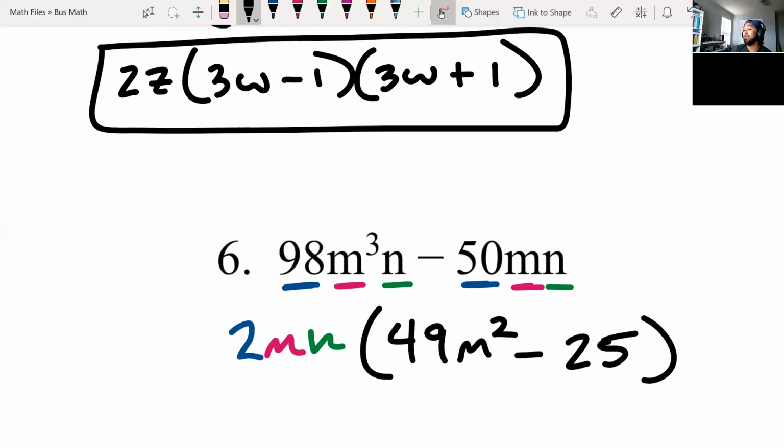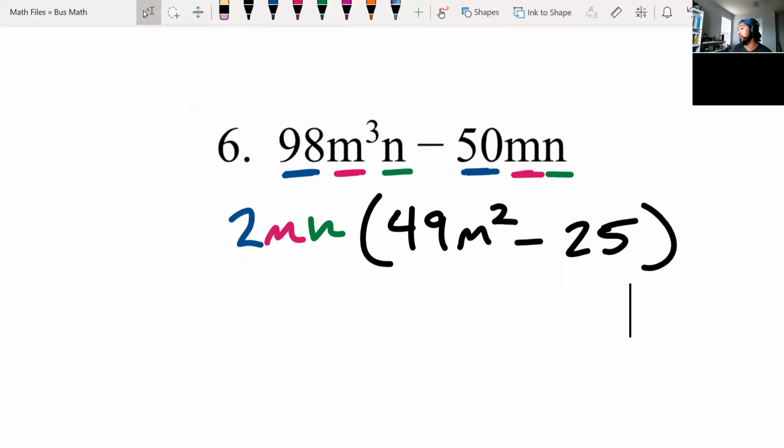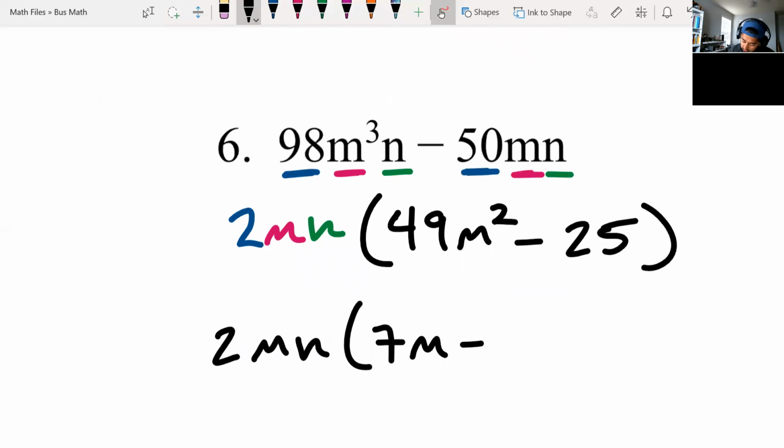There you go. And now, inside, are those perfect squares? Yes. So what are we going to factor to then? 2mn times 7m minus 5 and 7m plus 5. There you go. That's it.